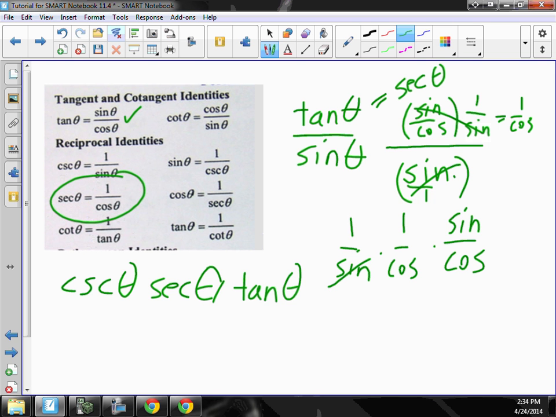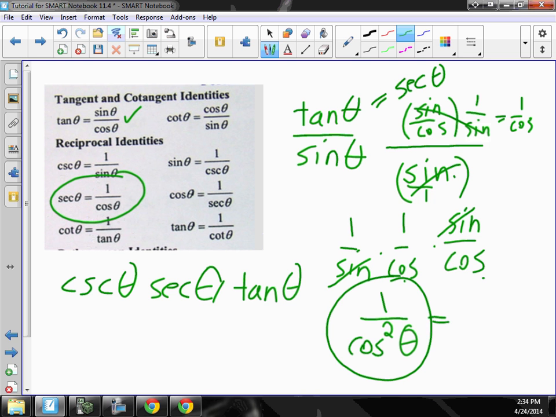So the sines cancel, and I get 1 over, what's cosine times cosine? Cosine squared of theta. And we write it this way. Cosine squared of theta. Well, 1 over cosine squared has to be the same as, can I convert this? Secant squared of theta. And that would be considered simplest form.